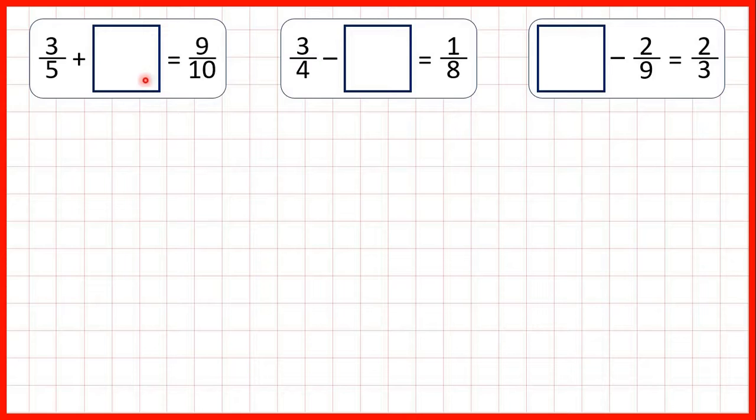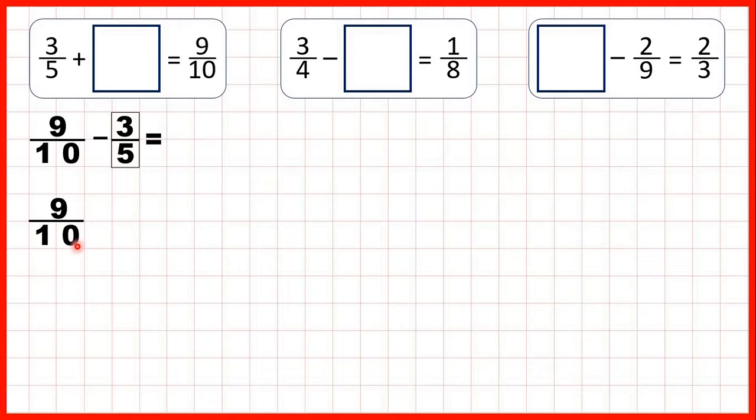Well, whenever we have a missing number or a missing fraction in an addition problem, we always use subtraction to find our missing number. So we need to work out 9/10 minus 3/5, and that will give us our missing fraction. But to subtract fractions, we need the denominators to be the same. Now 10 is in the 5 times table, so we can find an equivalent fraction to 3/5, which has a denominator of 10. So we can rewrite our question.